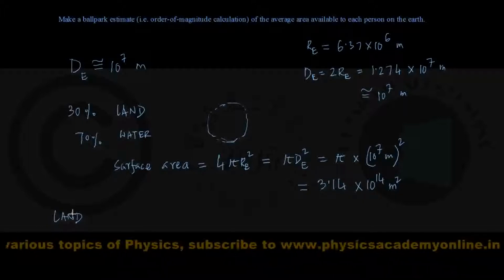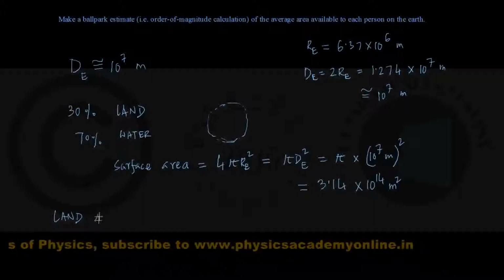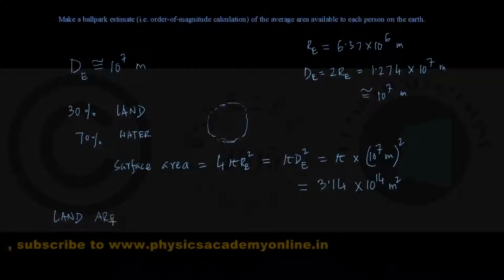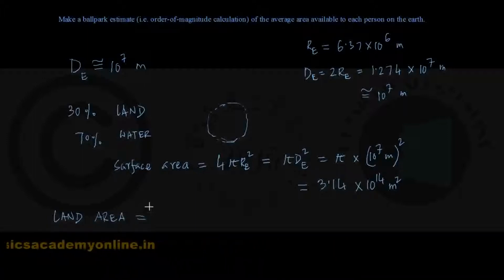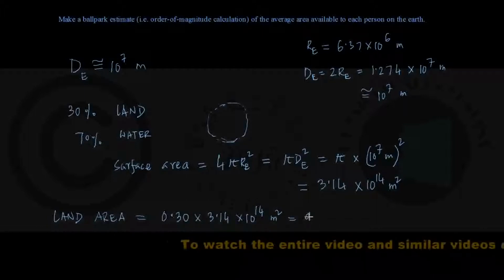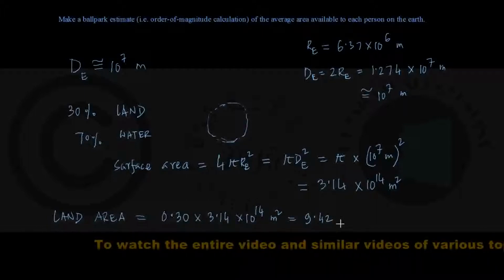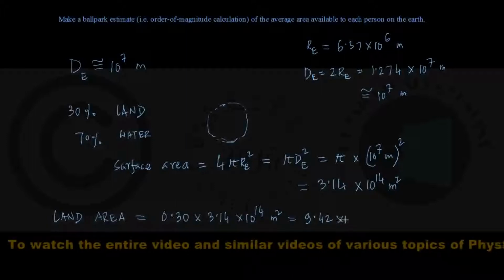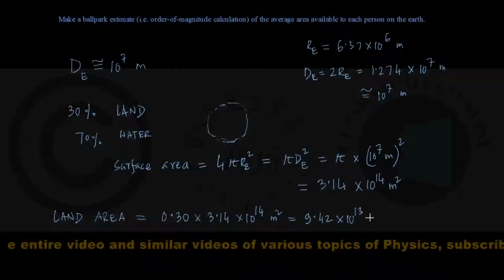So the land area of the earth, assuming it is 30% of the total surface area, you just calculate yourself and confirm my result. This is 0.30, that is 30%, times the total surface area, which was 3.14 into 10 to the power 14 meters square, and this is coming out to be 9.42 into 10 to the power 13 meters square.